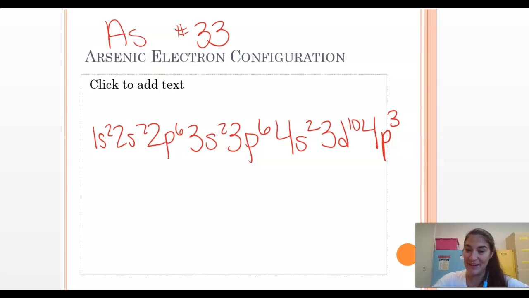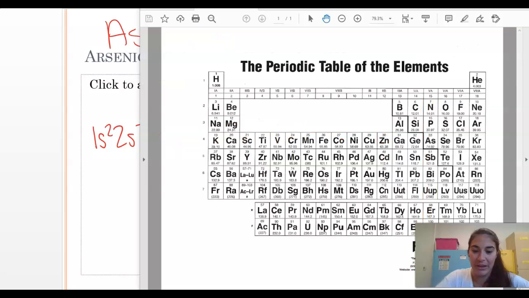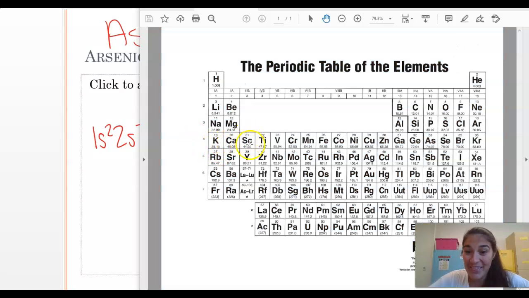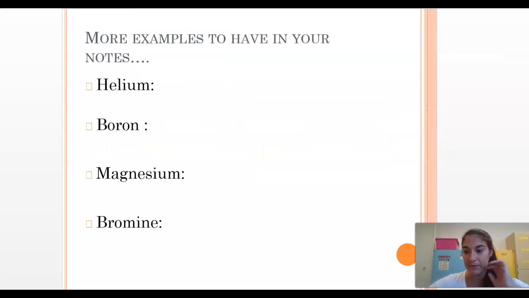All right, so there is arsenic for you. 1s2, 2s2, 2p6, 3s2, 3p6, 4s2, 3d10, 4p3, right? Super annoying, 3d comes after 4s, 3d10, 4p3. Okay. Couple more practice for you, so give those a go, and then when you're ready, you can take a look at the answers.